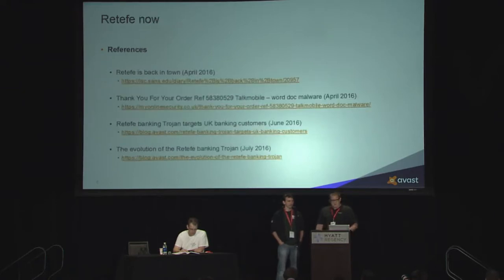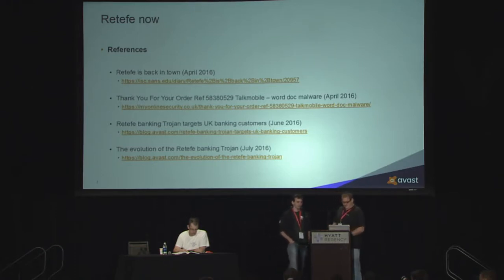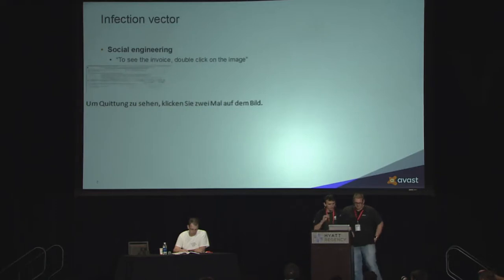So the first mention of the new version of RedFA was in April 2016. Actually, there were two really interesting blog posts about it. And since June 2016, RedFA started targeting United Kingdom banks also, and it was described in our blog posts in June and July 2016. And now my colleague Jaromir will tell you about the infection vector, and we'll go through the technical details of it. Okay, thank you.